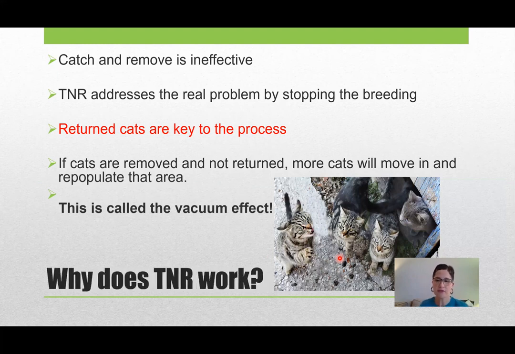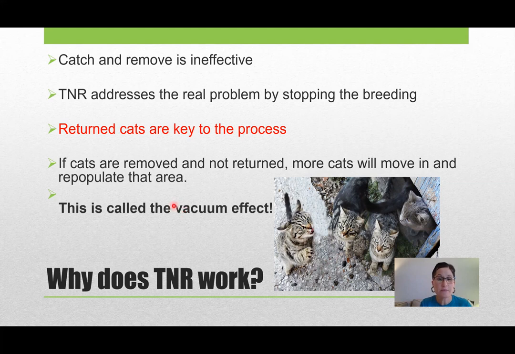Okay, so we have found out, again, not us specifically, but worldwide, that catch and remove is ineffective. So just catching a cat and putting it in another location, or catching a cat and euthanizing it, it wasn't working. The numbers were not really moving. What TNR does is actually address the real problem by stopping the breeding. So the cats actually do have the spay surgery if they're females, the neuter surgery if they're males. Either way, they're not going to be able to reproduce. So we know that's how you stop it.